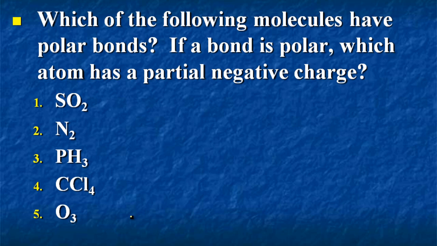So, which of the following molecules have polar bonds? If a bond is polar, which atom has a partial negative charge? That's the activity. Sulfur dioxide, you use the electronegativity table from your book. Keep that figure open. Sulfur dioxide, is it polar bond or not? It is polar. Okay. Who will have the partial negative charge? Oxygen, right? Because oxygen has more electronegativity than sulfur. Okay. How about N2? Yes, Jason.